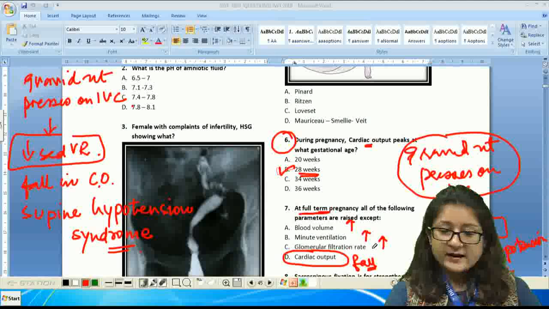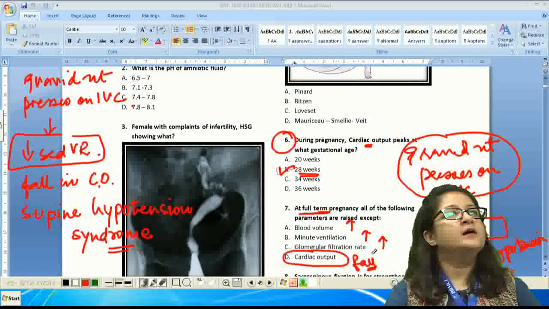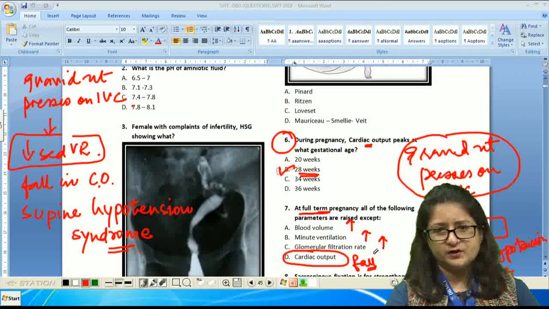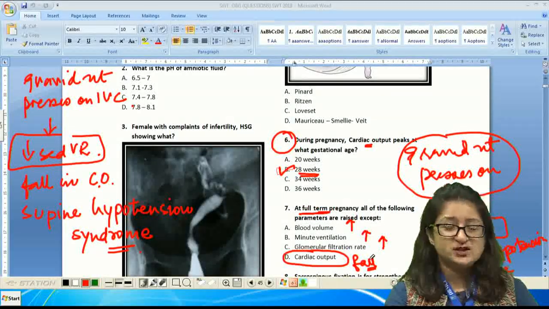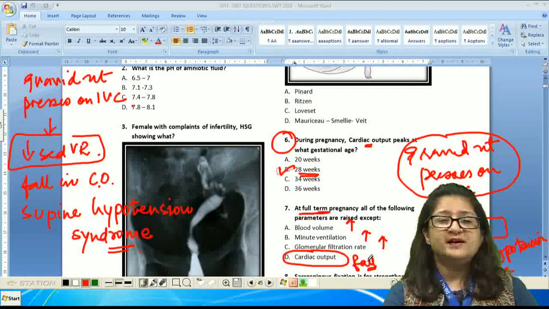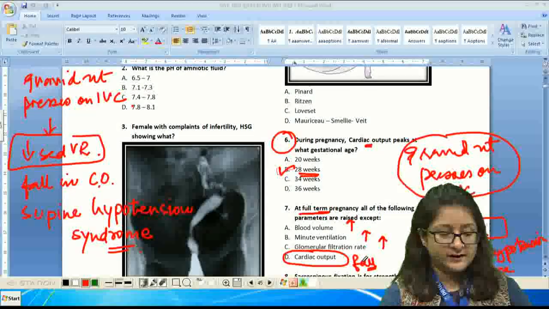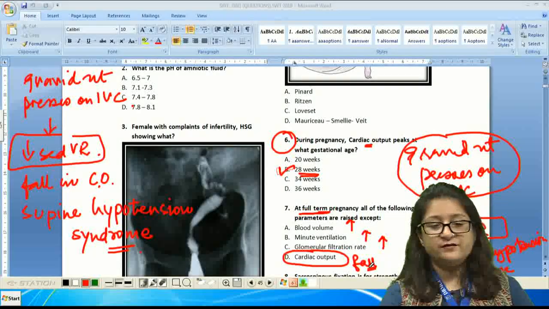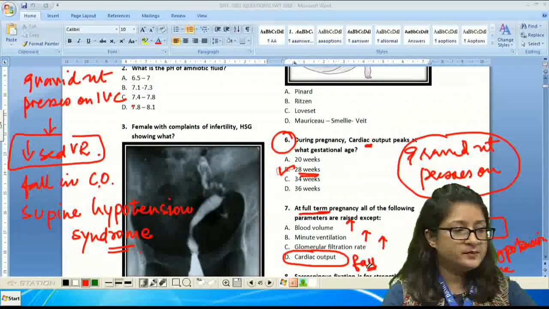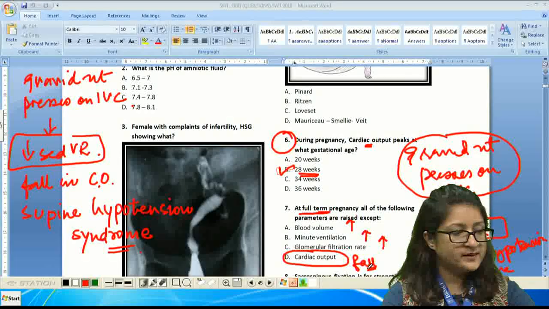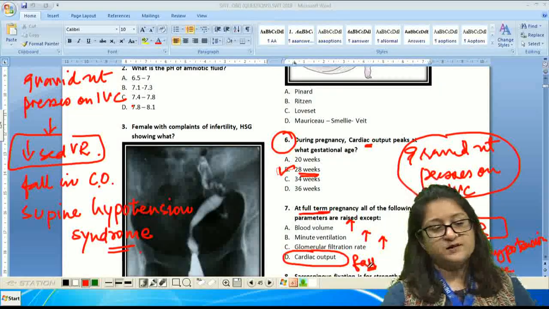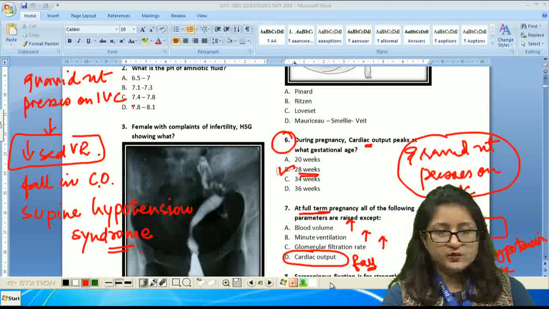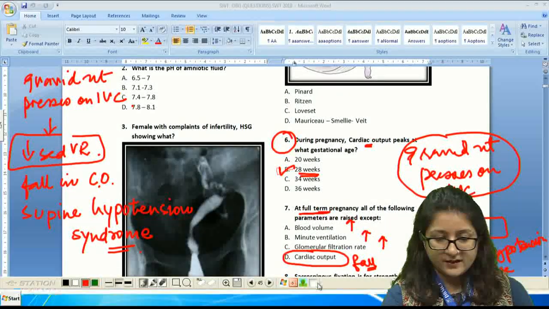Now I cannot emphasize enough, a very, very important topic is maternal adaptation to pregnancy, all aspects of it, especially for your PGI exam. They always ask a question on maternal adaptation to pregnancy. So now I'm just going to give you two brief flowcharts which will help you to remember maternal adaptation in pregnancy and the important points that I'm going to discuss there. Two brief flowcharts, and you should be sorted for answering maternal adaptation in pregnancy.